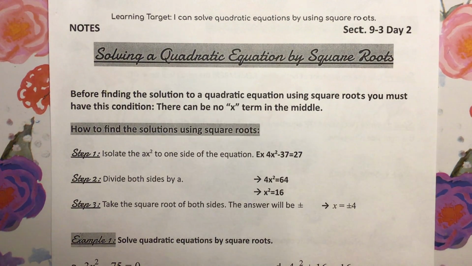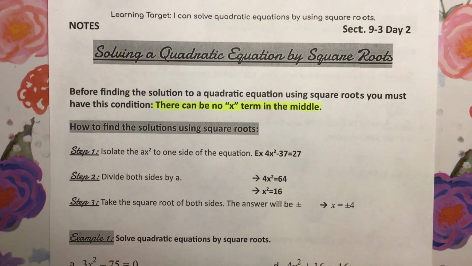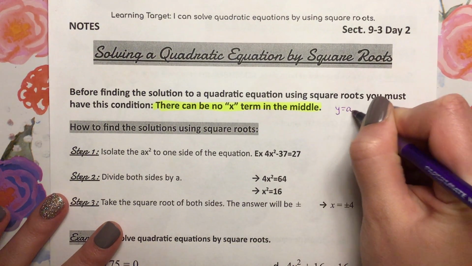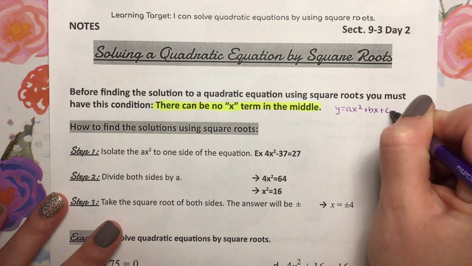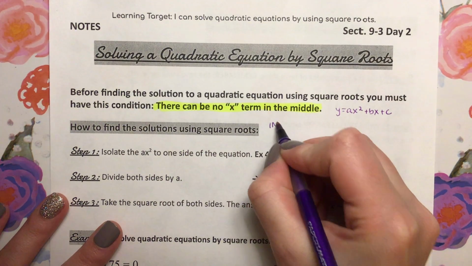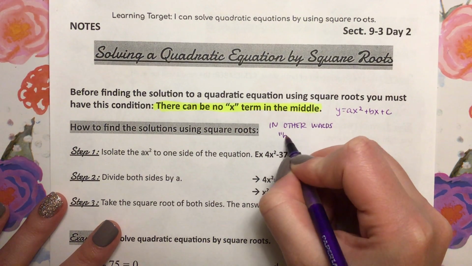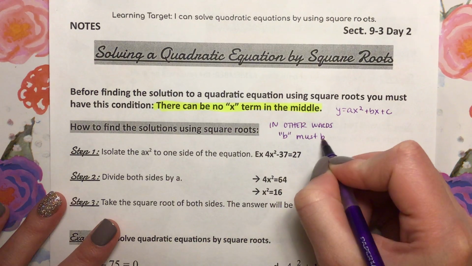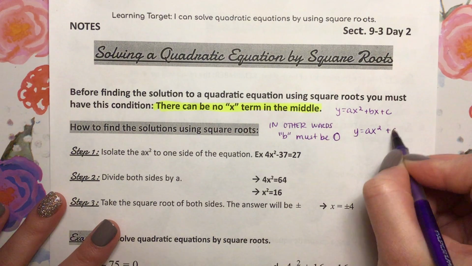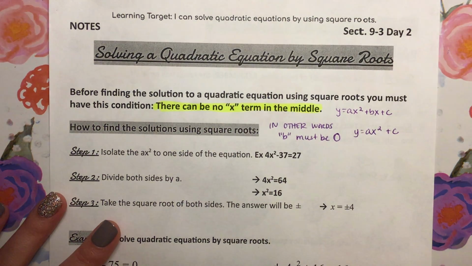There can be no x term in the middle. That's important. So all of our equations thus far have been y equals ax squared plus bx plus c. In other words, you must have the b equal to 0. So b must be 0. So we want it to look like y equals ax squared plus c. So you could have 0x in the middle, but that's just redundant. But if you need to put plus 0x in the middle, you can.